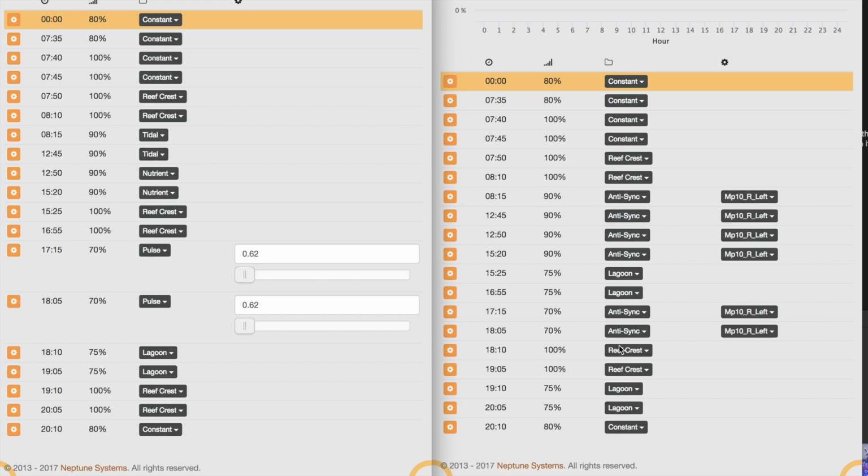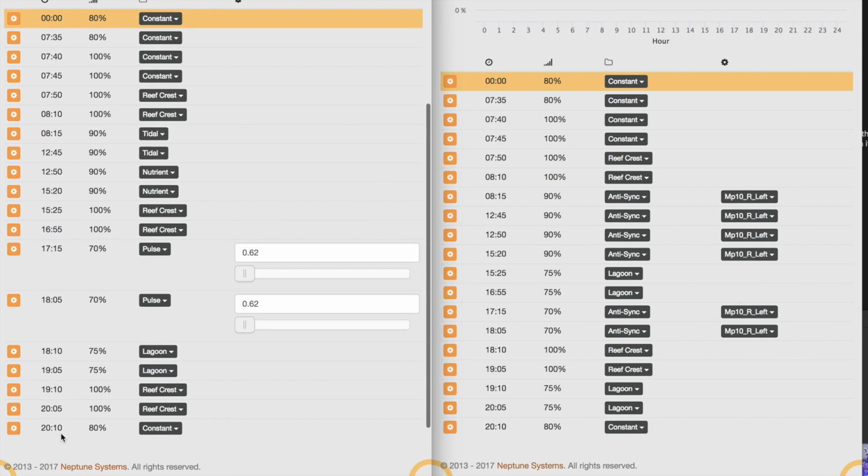So what I'm doing with the switching between lagoon and reef crest is I'm essentially letting one pump run at a consistent high output and the other pump running with a more random power. So that changes the major direction of the flow, but also creates some conditions where both pumps are on at very high levels, and that again helps with moving some of the detritus from the tank.